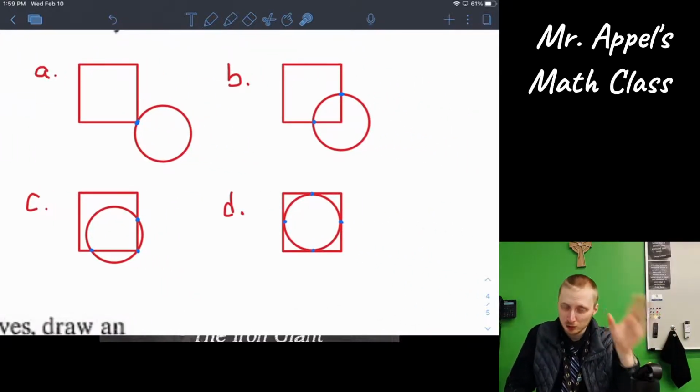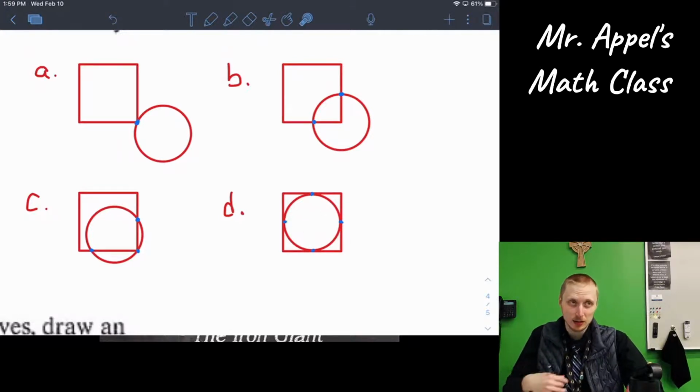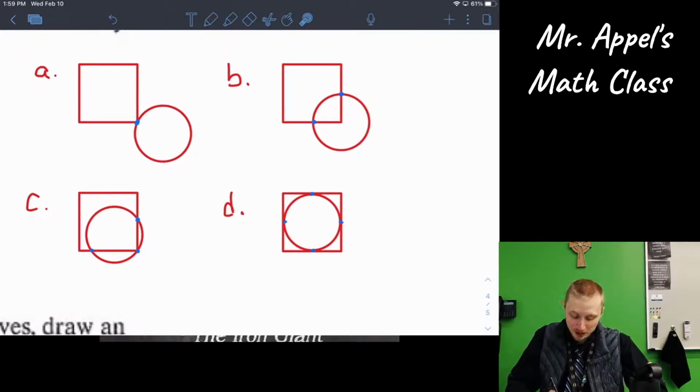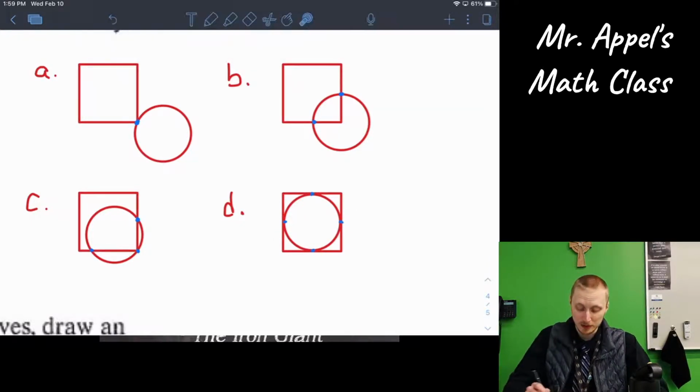So either you make sure they are the right size, or in forcing 4 points of contact, you end up with the correct size in order for the circle to fit nicely inside the square. 1, 2, 3, 4 dots right there.